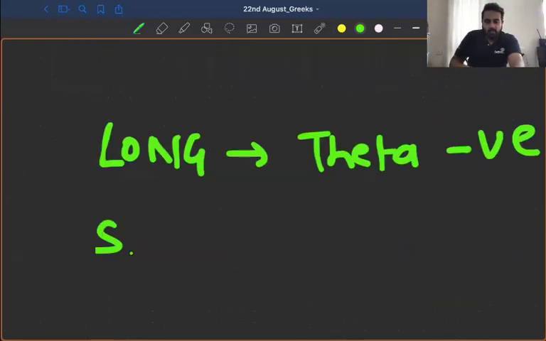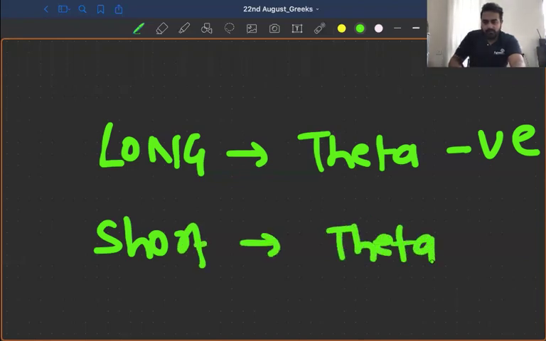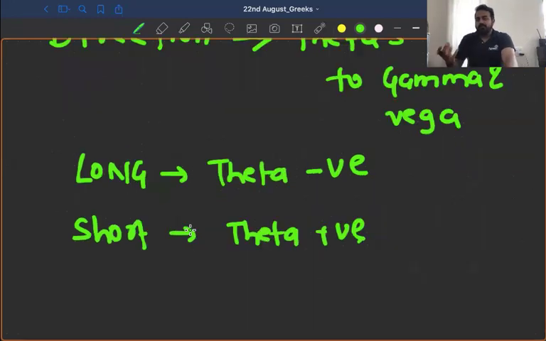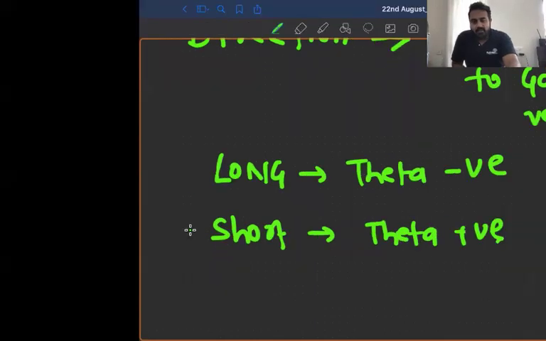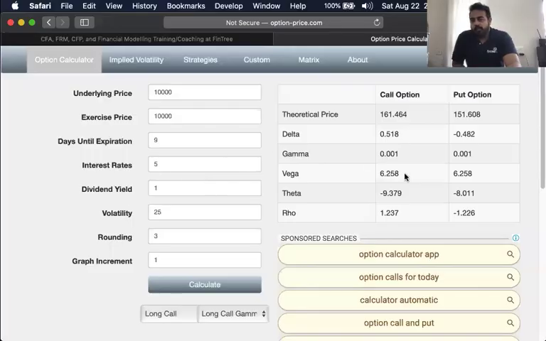And when you're on the short side, your theta is going to be positive. And that's because of the way they define theta. The definition of theta is the reduction in the value of an option for every day that passes. So if you are a buyer of an option, you're worried because as the number of days gets closer to expiry, the option value is falling.